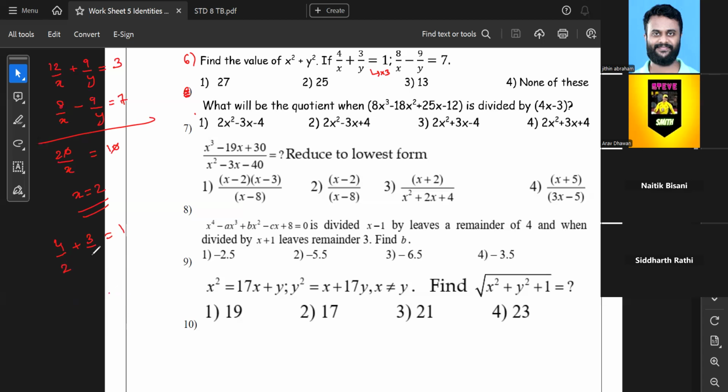So 4 by 2, then 3 by y. You cancel it to get 2 over here. You take 2 to the other side. You'll get, 1 minus 2 is minus 1. Sorry, 3 by y is equal to minus 1. Then you write y is equal to minus 3. So you have x equal to plus 2 and y is equal to minus 3. So x square becomes 4 and y square becomes 9. 4 plus 9 is 13. Option 3 will be your correct answer.